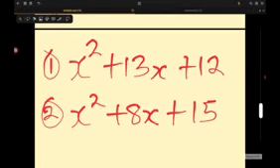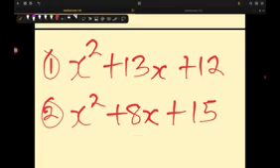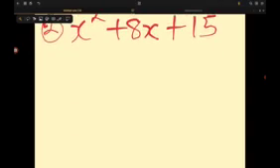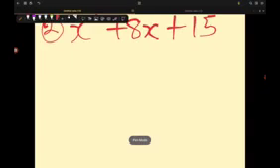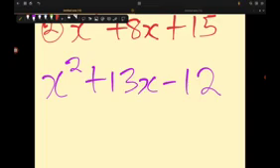So these are the two questions I want to solve. X exponent 2 plus 13x plus 12. Let's quickly go and solve this. X exponent 2 plus 13x plus 12. X exponent 2 plus 13x minus 12. So how do we solve this?